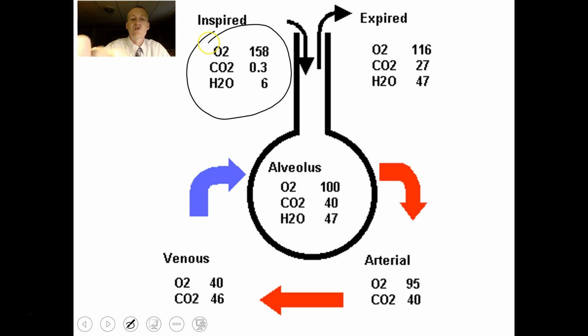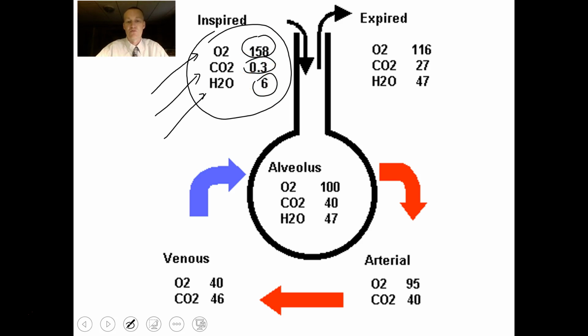So let's look at inspired air. Inspired air, you can see it's made of oxygen, carbon dioxide, and water vapor. And you can see there's 150 millimeters of mercury, and 0.3 of a millimeter of mercury, and 6 millimeters of mercury.